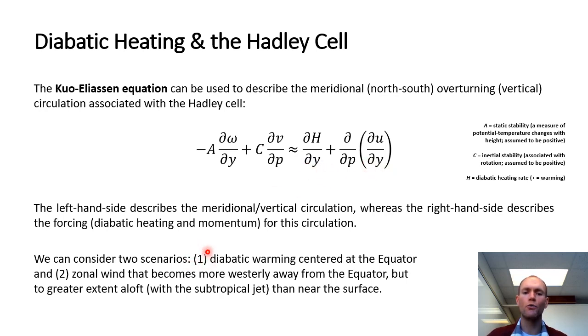The first one, scenario 1, is going to be diabatic warming, positive H, centered at the equator. That goes to 0 as you go further north and further south from there. And then our second scenario is going to consider a zonal wind U that becomes more westerly or positive, given that that would be directed from west to east along the positive U or X axis away from the equator, both near the surface and aloft. However, we'll assume that it does so more aloft with the subtropical jet, which we'll describe in more detail shortly, than it does near to the surface.